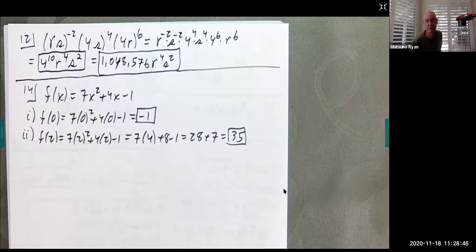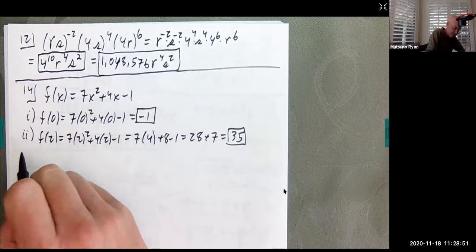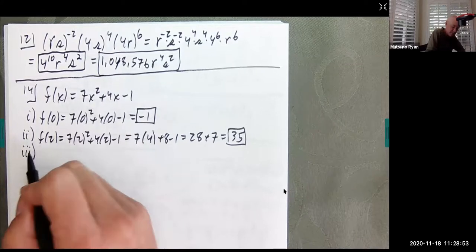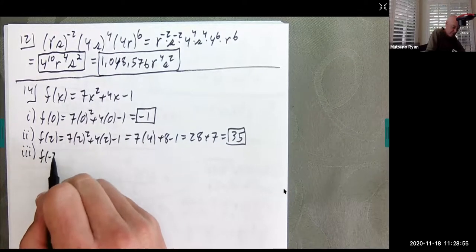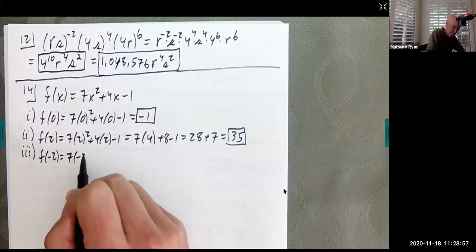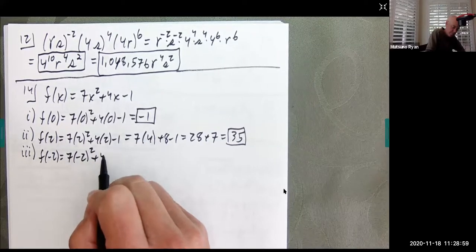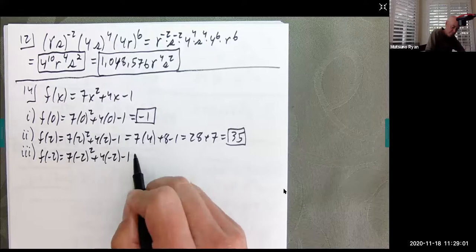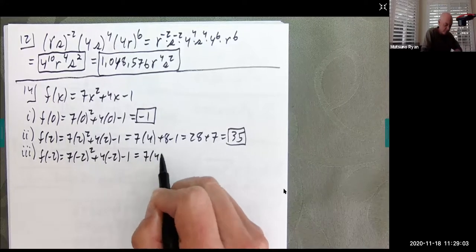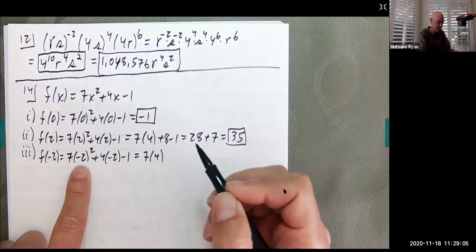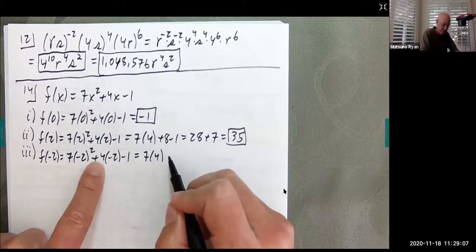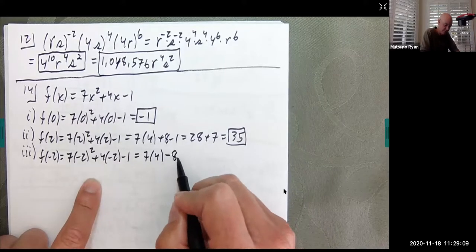Just follow your order of operations, of course. Exponents first, then multiply and divide, and then add and subtract. Next up, f of -2. Remember, when you square a negative, it becomes a positive. However, a positive times a negative gives me -8, -1.